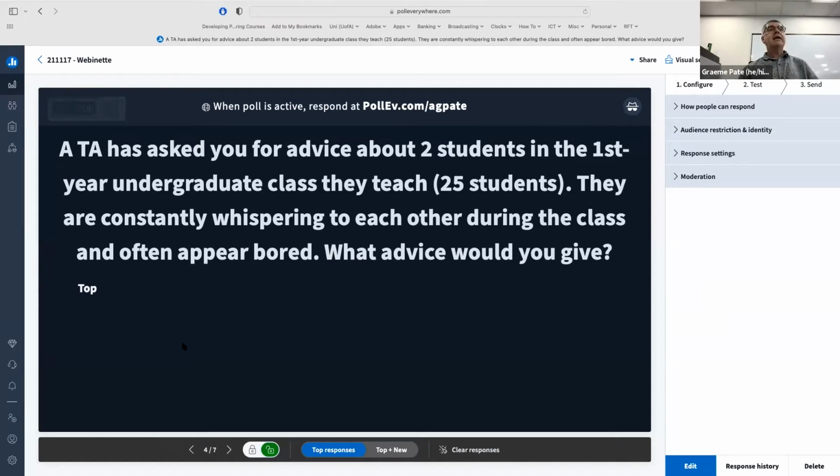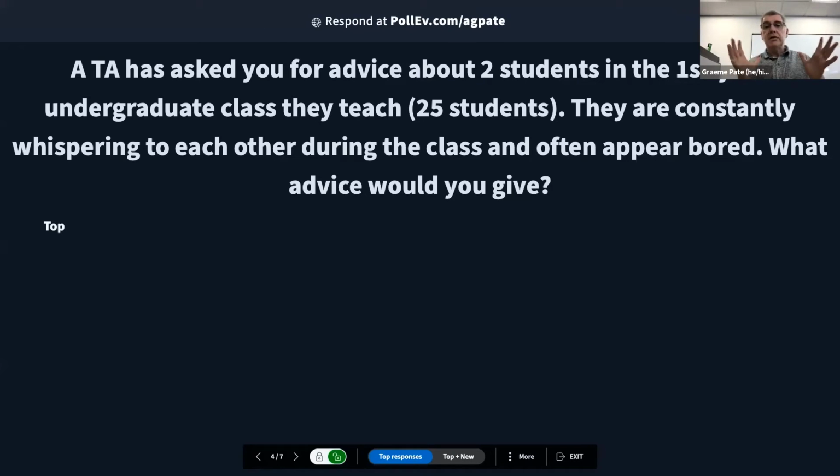So I'm going to show you an example of this and how you can upvote responses. So a TA has asked you for advice about 2 students in the first year undergraduate class they teach. There are 25 students in the class. They are constantly whispering to each other during the class and often appear bored. What advice would you give? That's the question. It's now available for you. And I'd like you to spend a couple of minutes and actually answer the question. Just type a couple of sentences.